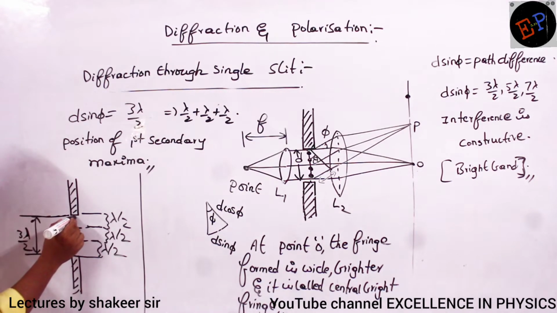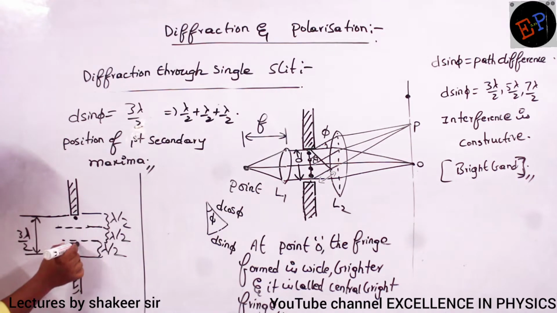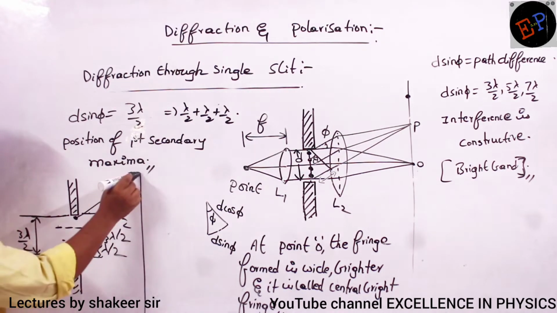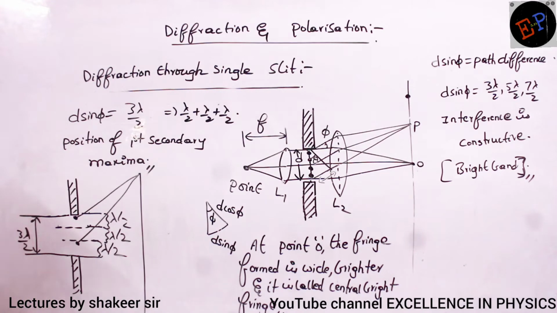Now see. You take one source here and one source here. Now can you say what is the path difference between them? Lambda. See, this is lambda by 2 plus lambda by 2, total lambda, no? Are you able to understand? So these two, how will they interfere? Constructively.